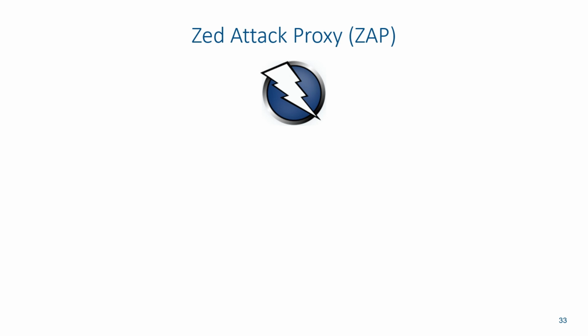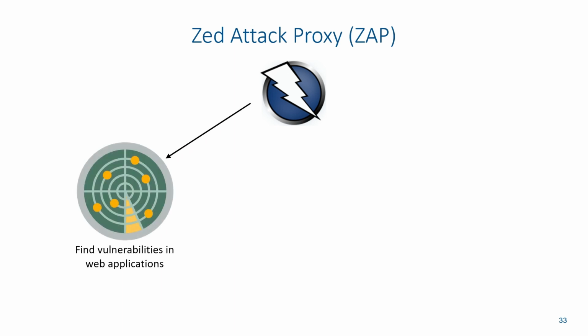In this video, we continue to look at client validation flaws as it relates to application security. Specifically, we're going to look at bypassing JavaScript validation. To do this, we're going to teach you how to use Z-Attack Proxy, or ZAP. Z-Attack Proxy is a well-known software tool that is used to find vulnerabilities in web applications.